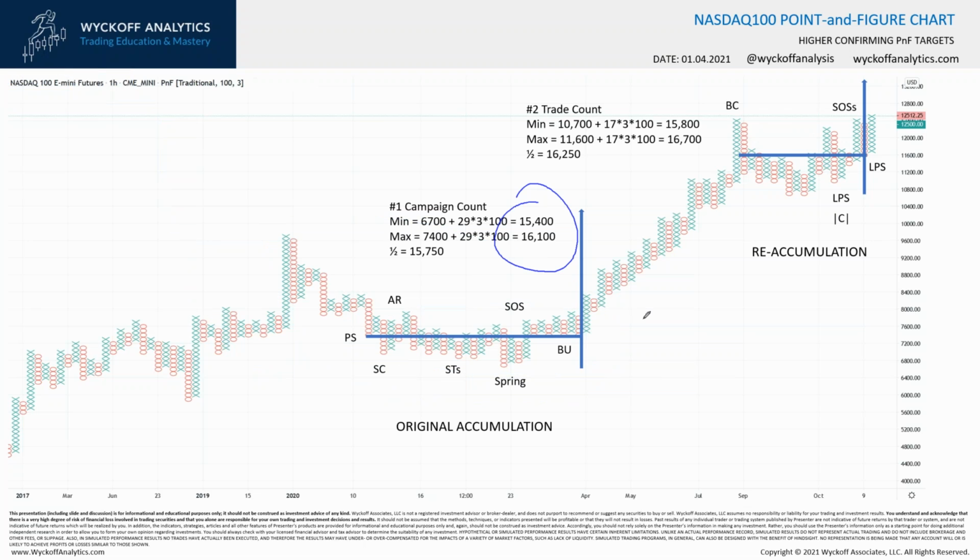The original counts are showing 15,500, 16,000, and then that count is being confirmed by the same target and objectives from the most recent reaccumulation range. So our whole idea is that even though we're seeing that rotation between growth and value, still growth and specifically tech stocks will go up and can go up. It's just that they might go up underperforming.